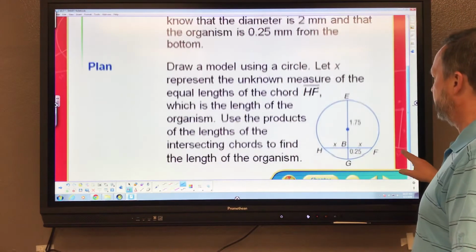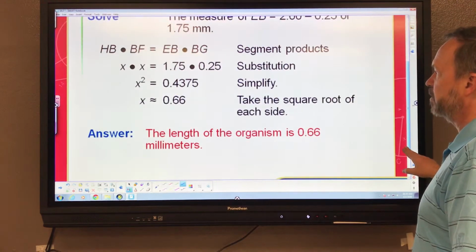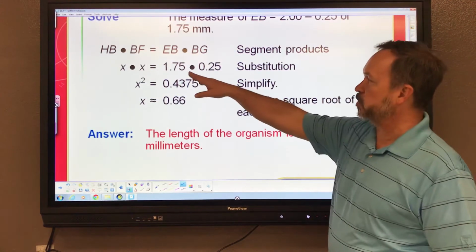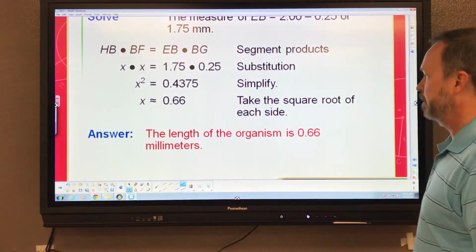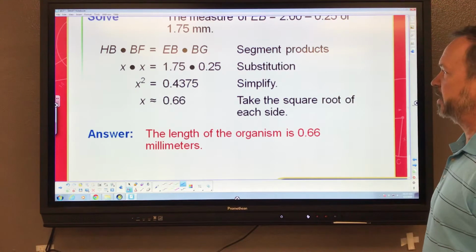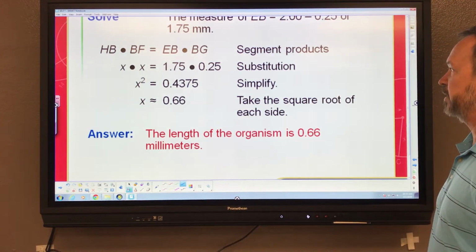You can see they did the same thing here. They ended up squaring. They got 0.66. Oh, they did completely different than I did.